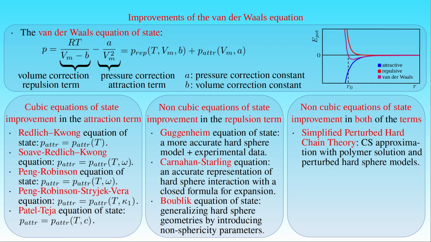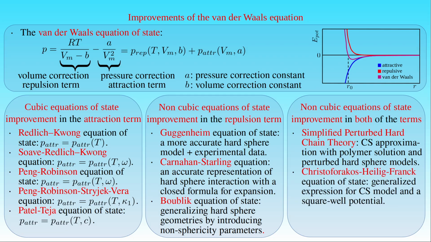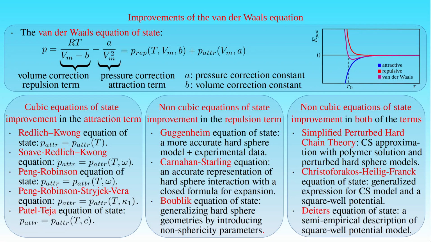Then we will talk about the Christoforakos-Franck equation of state, providing a generalized expression of the Carnahan-Starling equation for the repulsion term and applying a square well potential model for molecular interactions in the attraction term. The last equation we will consider here is Dieterici's equation of state, which still uses the Carnahan-Starling approximation in the repulsion term but applies a semi-empirical description of the square well potential model in the attraction term.